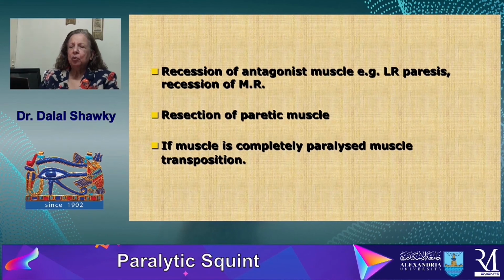What type of surgery can we do? In cases of paralytic squint, we recess the antagonistic muscle, which is strong. Example, in case of lateral rectus paresis, we recess the medial rectus. And also we can resect the paralytic muscle if there is some action. And if the muscle is completely paralyzed, we can do muscle transposition.